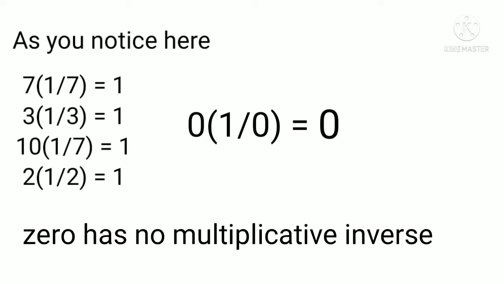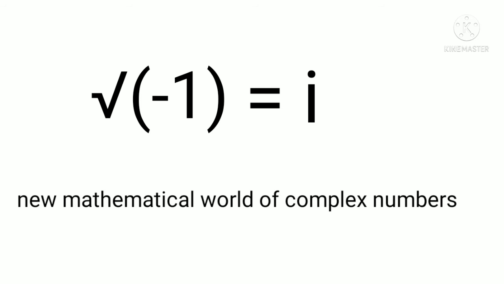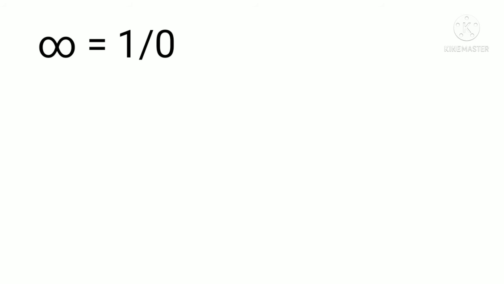Does this really settle things? After all, mathematicians have broken rules before. For example, for a long time, there was no such thing as taking the square root of negative numbers, but then mathematicians defined the square root of negative 1 as a new number called i, opening up a whole new mathematical world of complex numbers. So if they can do that, couldn't we just make up a new rule? Say that the symbol infinity means 1 over 0 and see what happens.